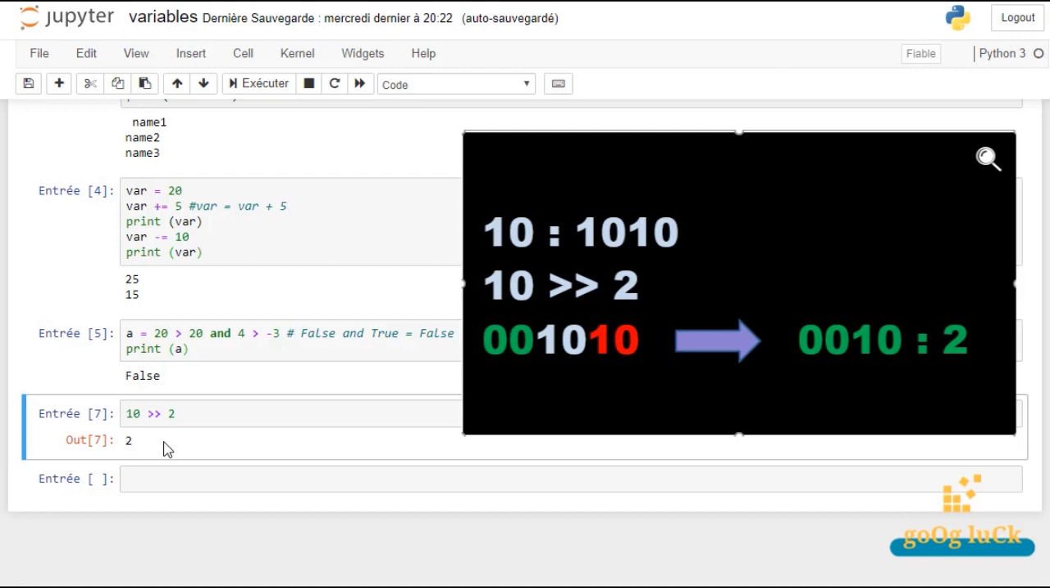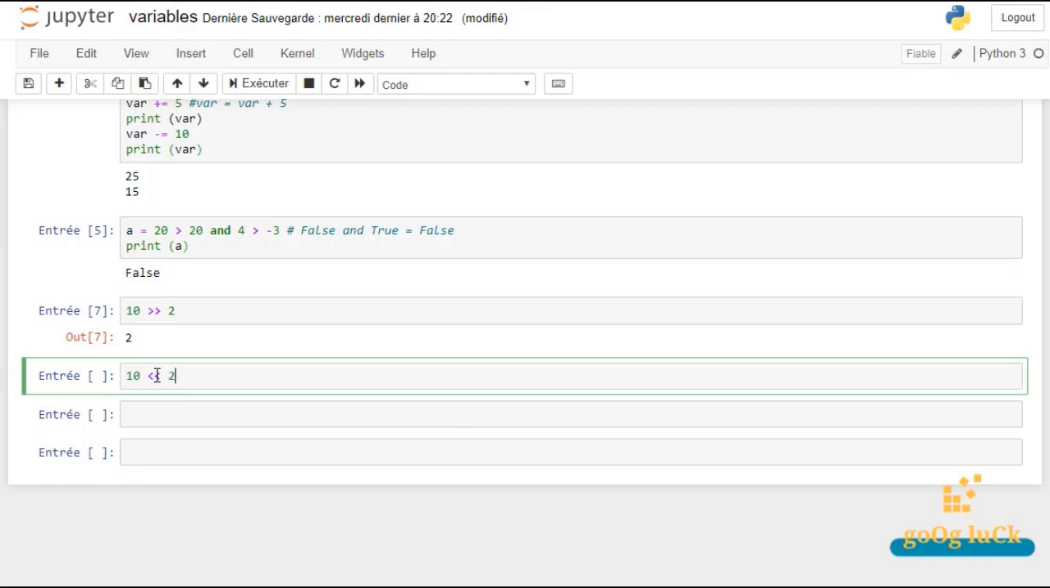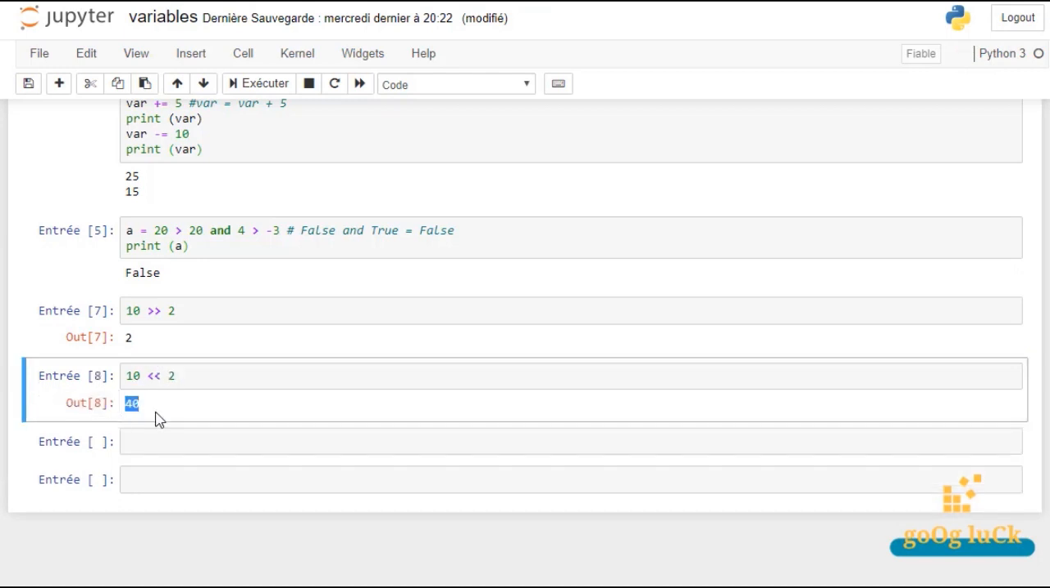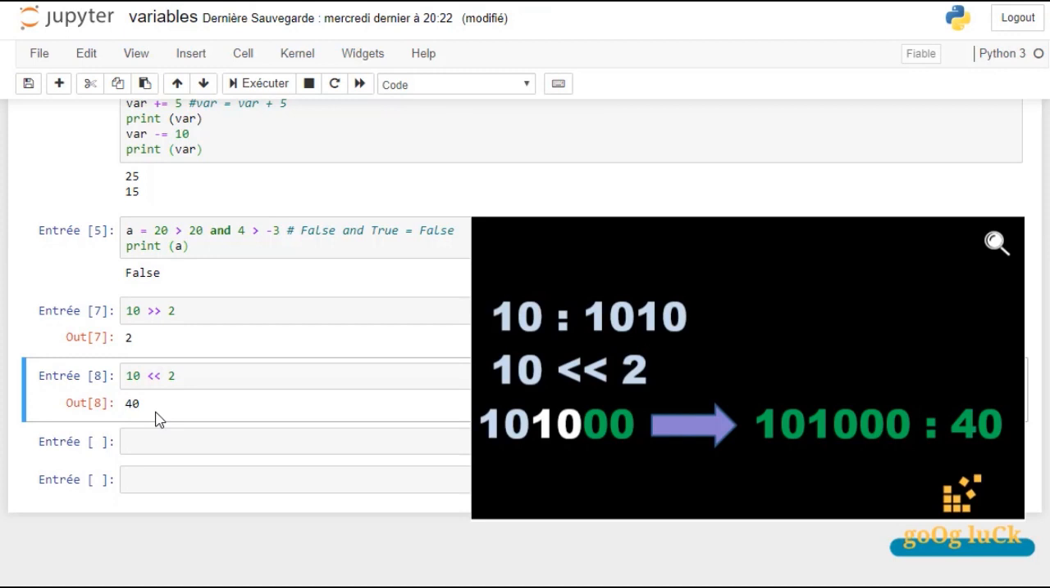Next we have 10 left shift 2. What is the output? It's 40. Let's see how we got that output. Again 10 in its binary form is 1010. When you're performing a left shift, it's like pushing the bits from right towards the left. So 10 left shift 2 is like 1010 and you're adding 2 bits at the end, since you are shifting 2 bits to the left. So you're getting 101000. Let's convert this into its decimal form: 101000 is 40. So that is why you are getting 40.